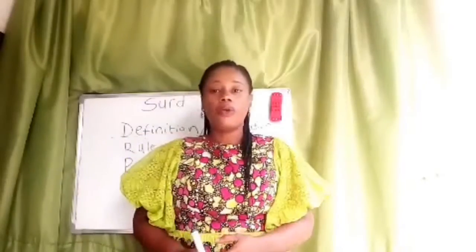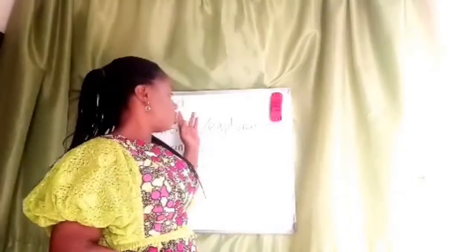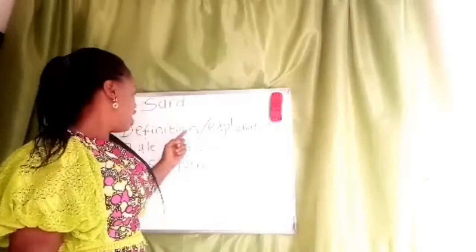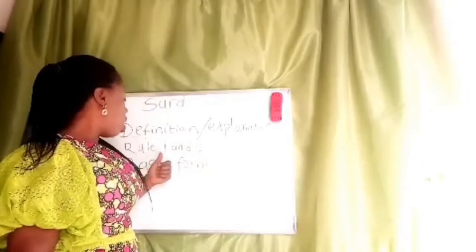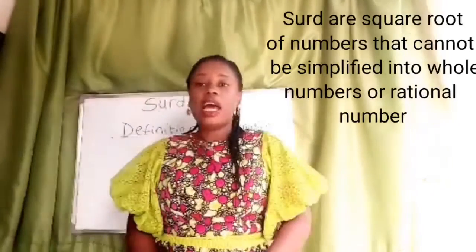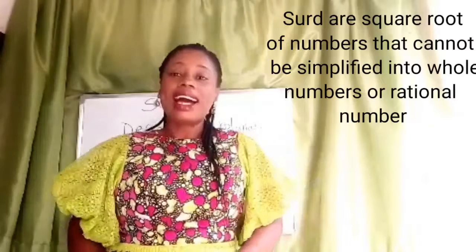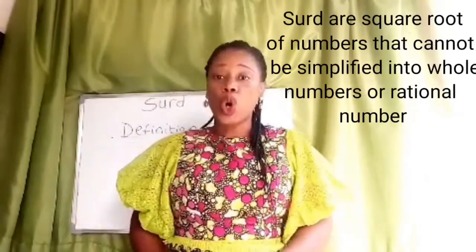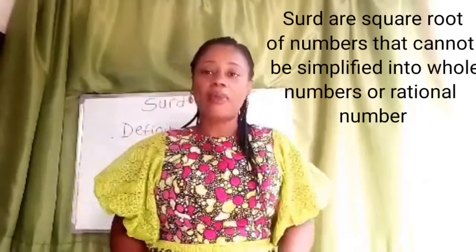I am Adedapo. In this video, we will learn surds: the definition, the explanation, rules 1 and 2, and the basic form of surds. Surds are square roots of numbers that cannot be simplified into whole numbers or rational numbers.